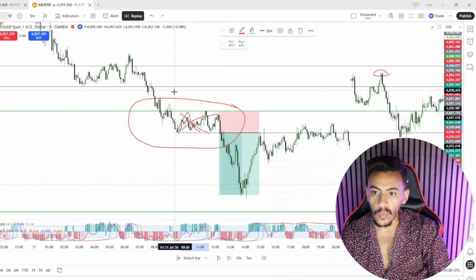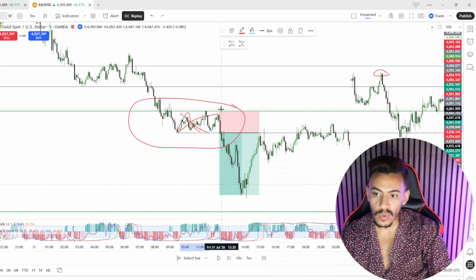Okay. When I'm looking for a trade, if the price breaks above it, it has to give me a 5 minutes candle to sweep it, or breaks below it and gives me a 5 minutes candle to sweep.